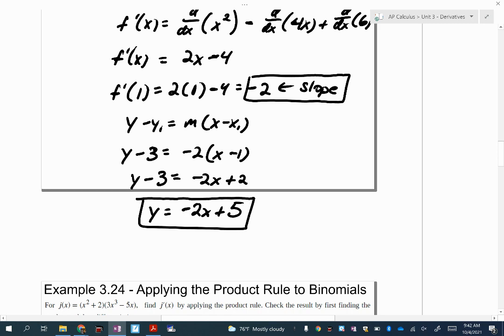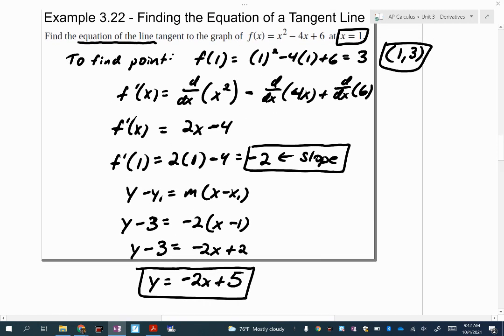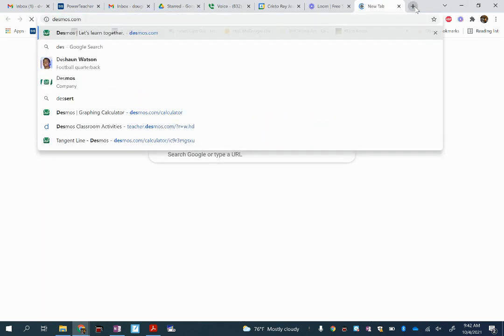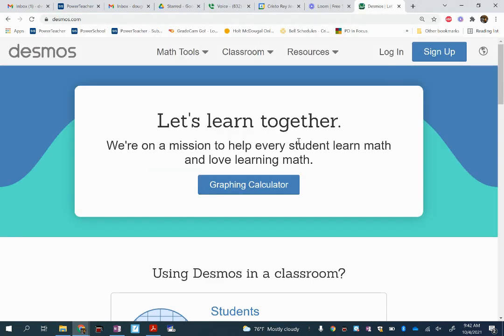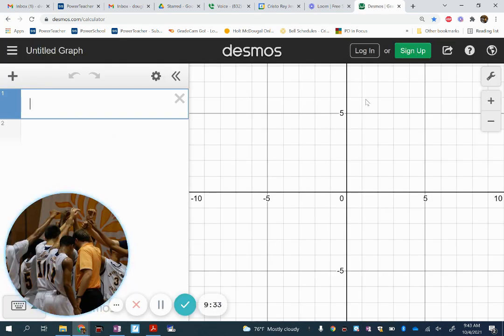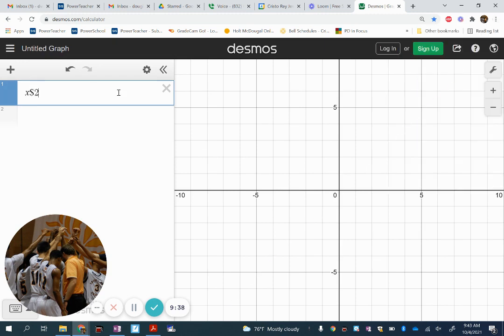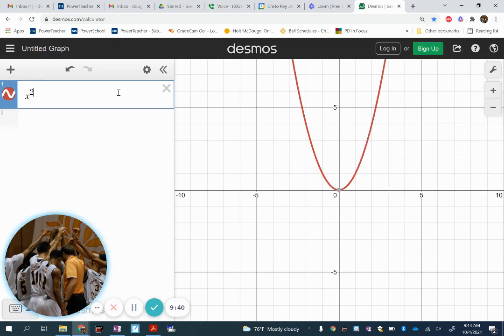Okay, so let me do the same thing I did when we did this example, with completely different work, but we got the same answer in terms of finding that line. So if I graph my parabola, x squared minus 4x plus 6, all right, so we have x squared, there it is, minus 4x plus 6, okay?